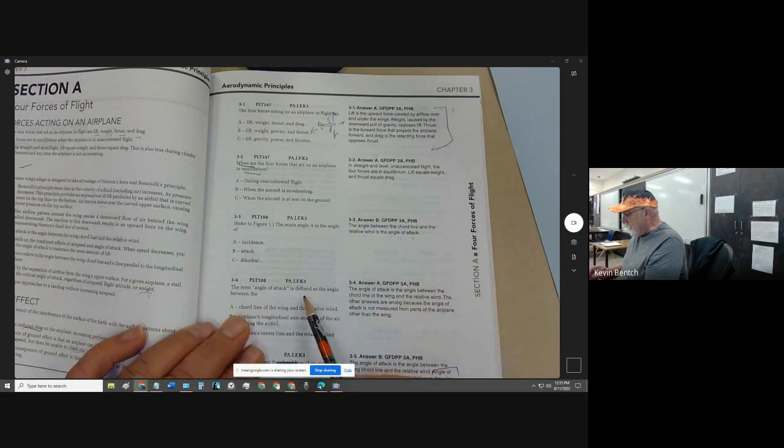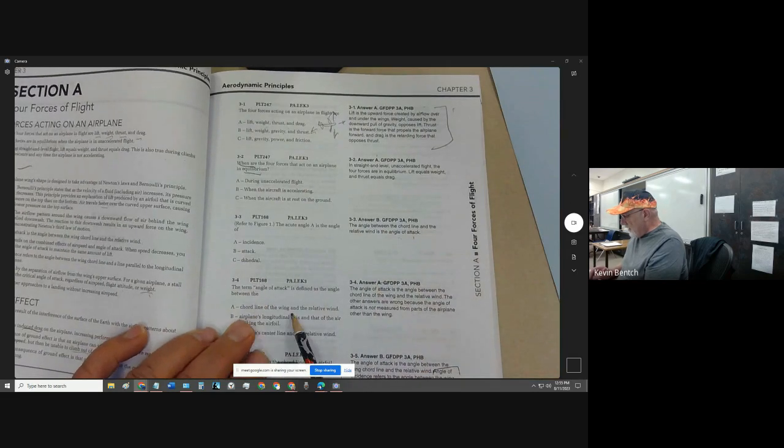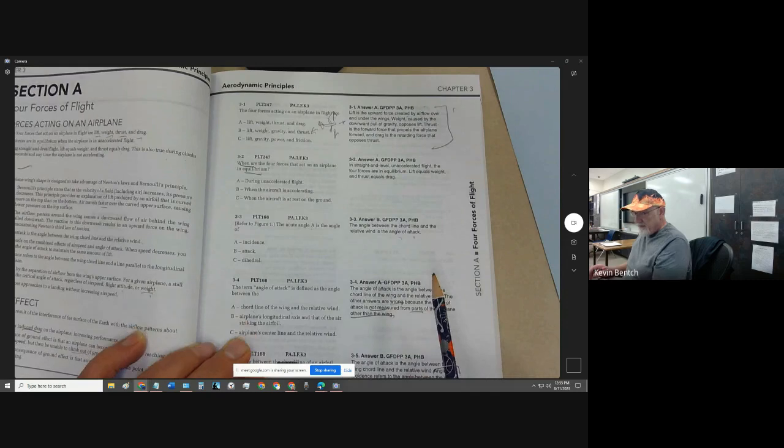The term angle of attack is defined as the angle between the A, the chord line of the wing, and the relative wind. The angle of attack is the angle between the chord line of the wing and the relative wind. The other answers are wrong because the angle of attack is not measured from parts of the airplane other than the wing. So that's important. That's where you get angle of attack. It has to do with the wing.